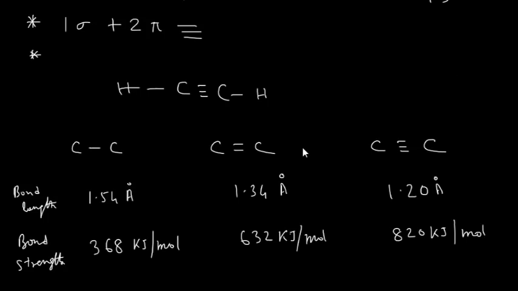Now if we compare the carbon-carbon single bond, double bond and triple bond length and bond strength, we find that the bond length in a single bond is more than that of a double bond, and the double bond is more than that of a triple bond. The bond strength in a single bond is less than that of a double bond, and in a triple bond it is more than that of a double bond or single bond.